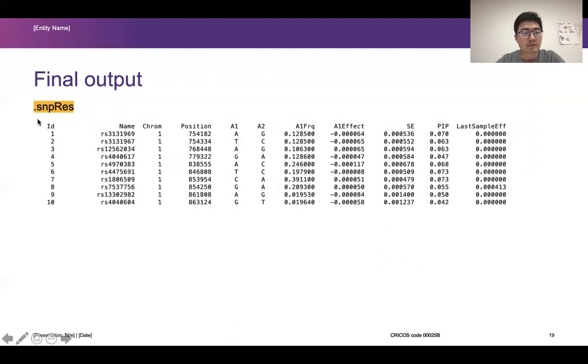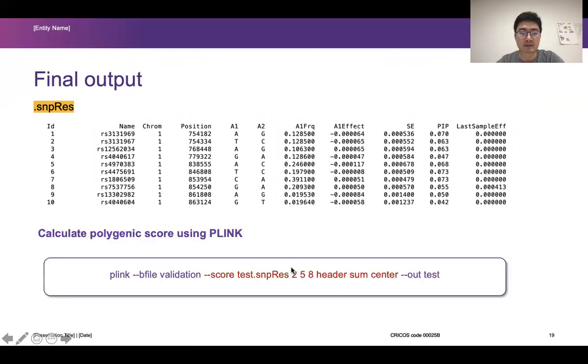Another important output file is the SNP result. Here shows the SNP information in this file and also the posterior mean of the SNP effect, posterior standard error of the SNP effect, and the posterior inclusion probability. This is the Bayesian measure of the trait association. The higher the PIP value, the stronger the evidence for the association of the SNP with the trait. The last column shows the sampled value of the SNP effect in the final iteration.